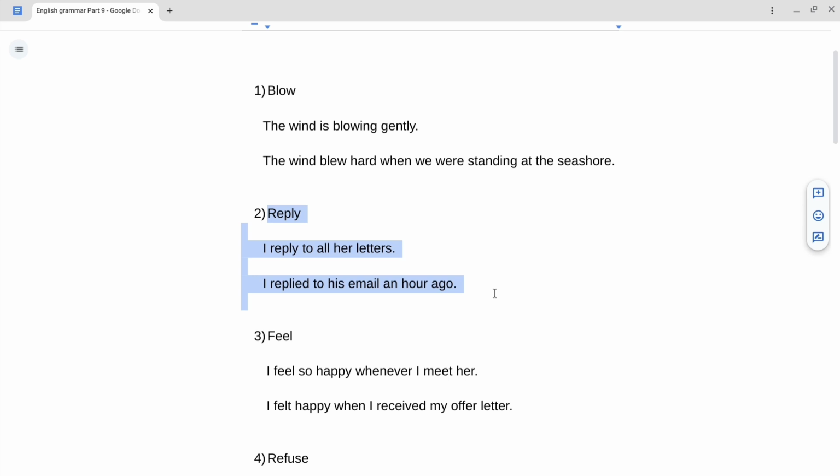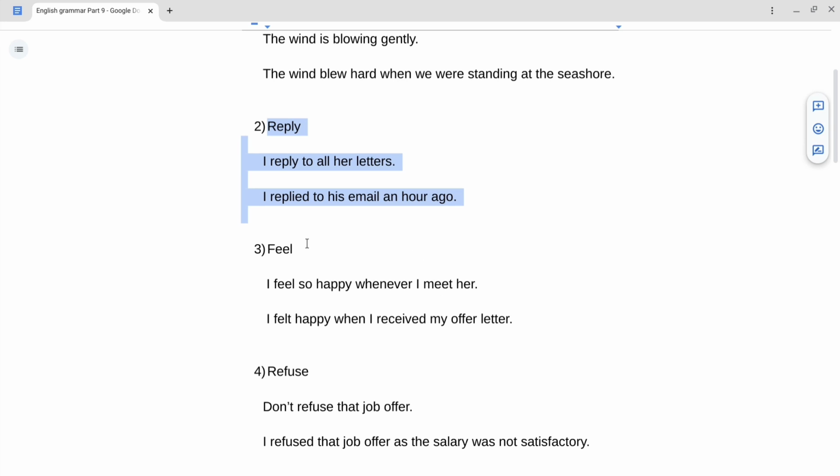I replied to his email an hour ago. Reply is the first form of verb, and replied is the second form of verb, or the past form. Here, I replied to his email is something which I did. It is a completed action. So, I replied to his email an hour ago.